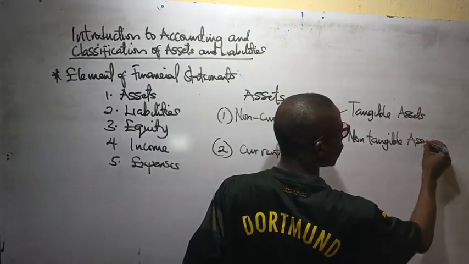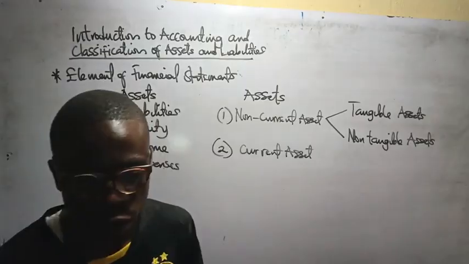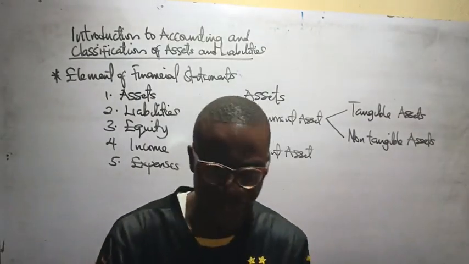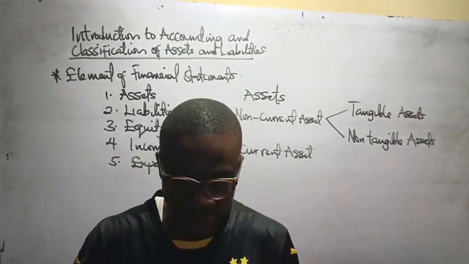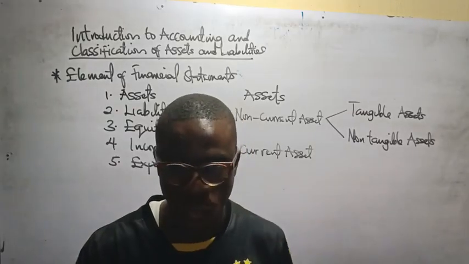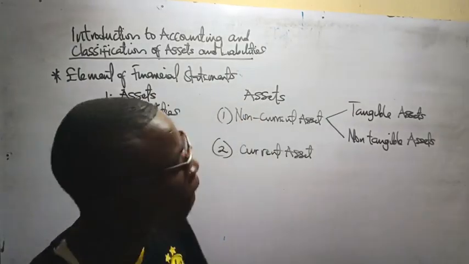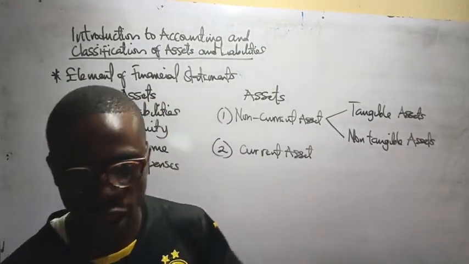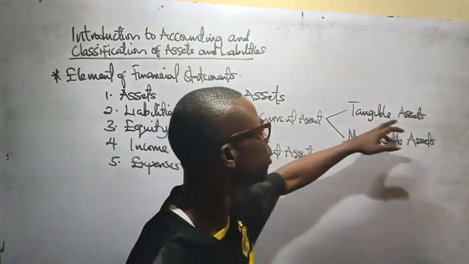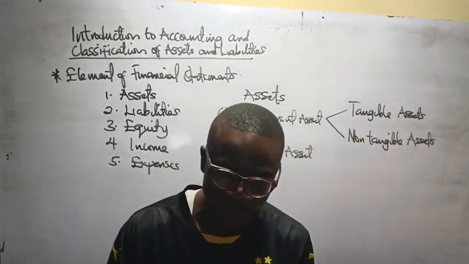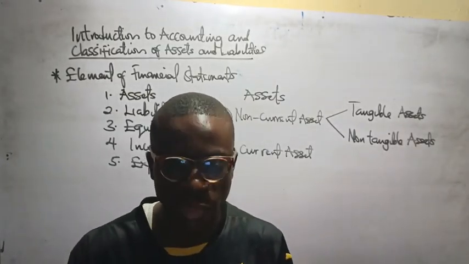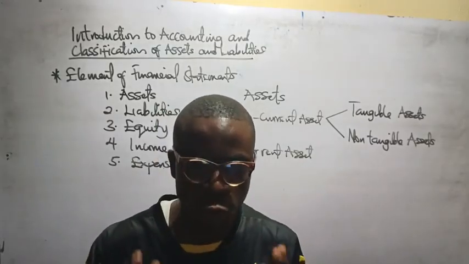Now, what do you mean by tangible assets? When you hear the word tangible, it means assets that you can see or feel. Are we together now? They are physical assets. You can see them, you can feel them, you can touch them. They are what we call tangible assets. Examples of tangible assets are property, plant, equipment, land, building, machinery, and vehicles. They are physical assets that are used in the production and supply of goods and services.